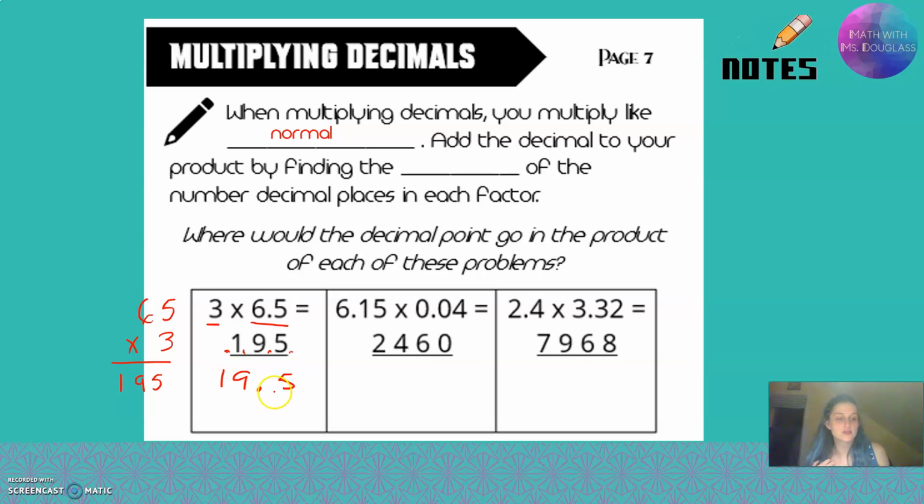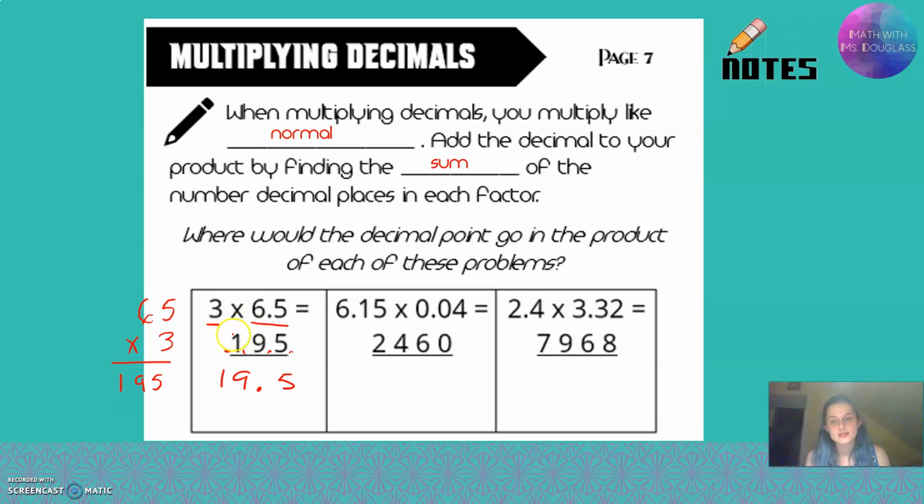The other strategy, if you don't like to round and you don't want to estimate, will always work out for you. And what it is, you look at your factors, the numbers that you're multiplying, and you add up the number of digits that come after decimal points. So you find the sum, because that's when you get your answer from adding, of the number of decimal places in each factor.